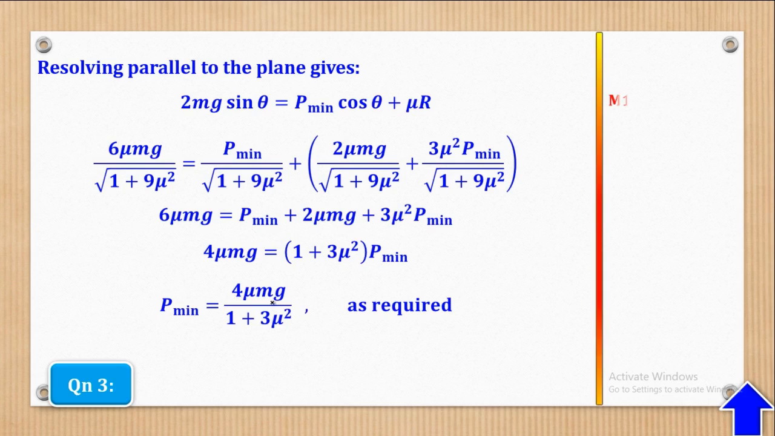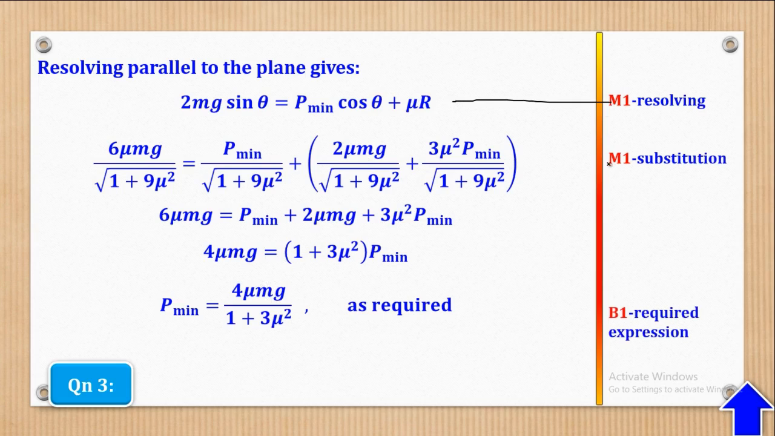Now let's see how marks can be awarded. So M1 for resolving, M1 for substitution, B1 for simplifying to the required expression.